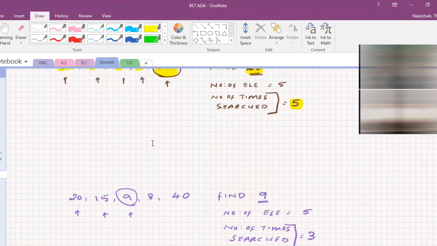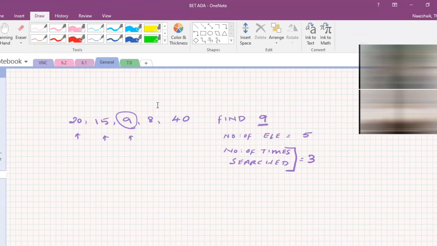Now let us take another example. The input is the same, and now I want to search 9. So I go to the first element, then the second and the third. At the third element, I found it. So in this case, I searched 3 times. You see that the method of searching is the same, I'm going one after another. However, the efficiency is changing.